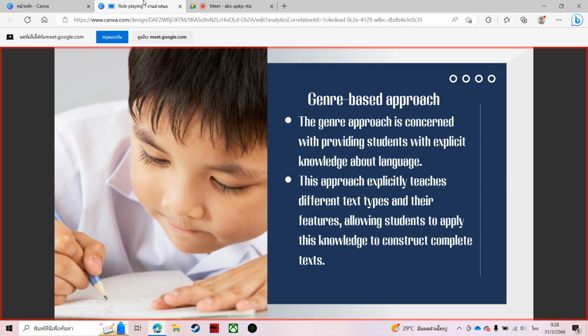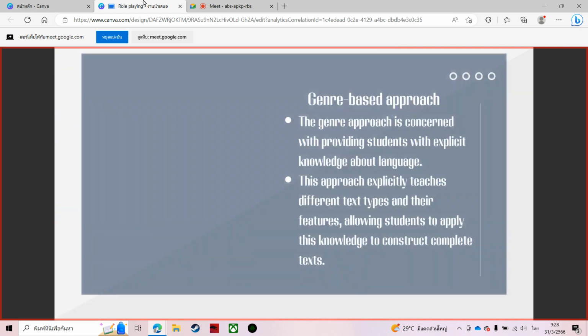And what is the genre-based approach? You guys probably hear that for the first time, right? Me too. I just researched that like 2 or 3 weeks ago. Okay, let's see what that is. The genre-based approach is concerned with providing students with explicit knowledge about language. This approach explicitly teaches different text types and their features, and allows students to apply this knowledge to construct a complete text.